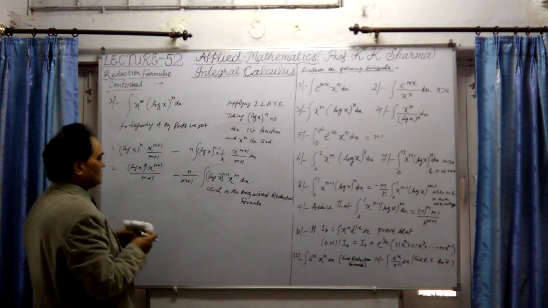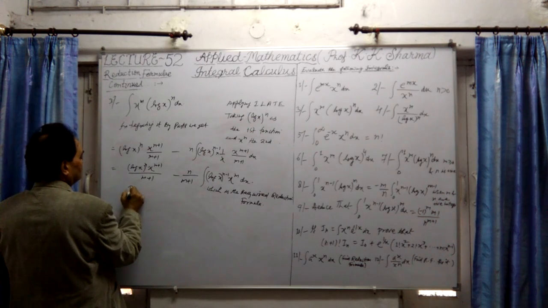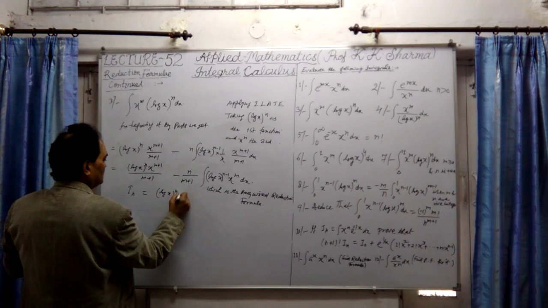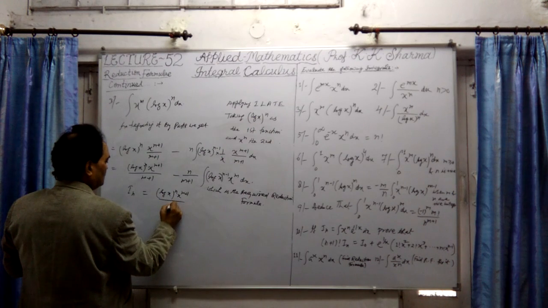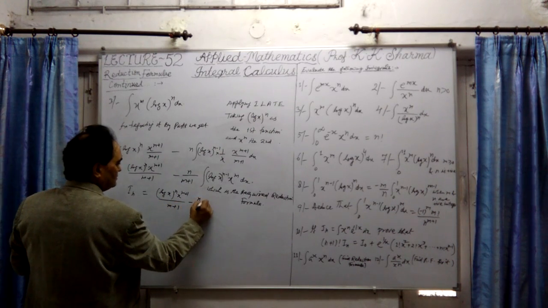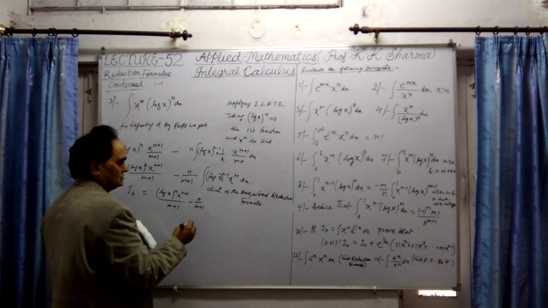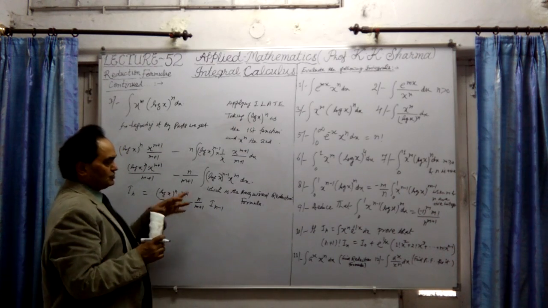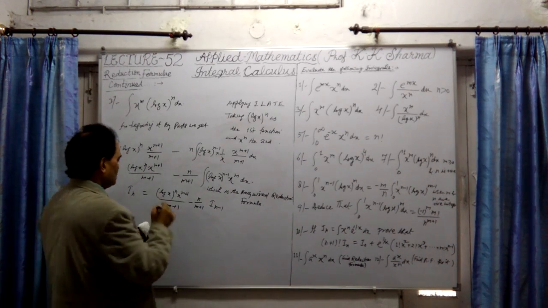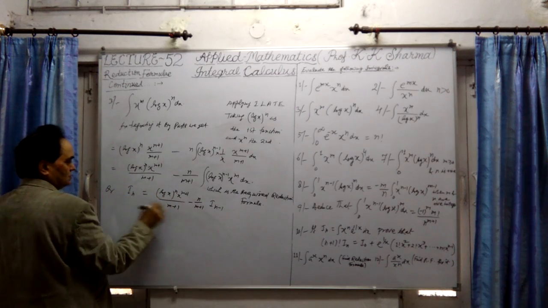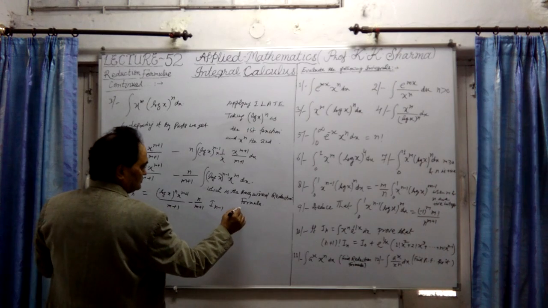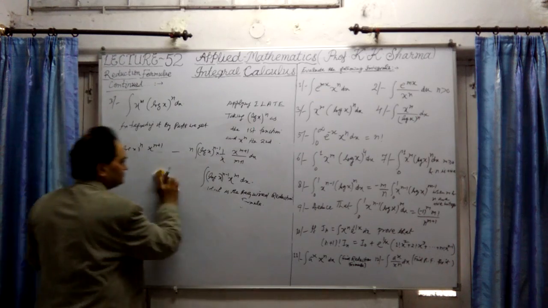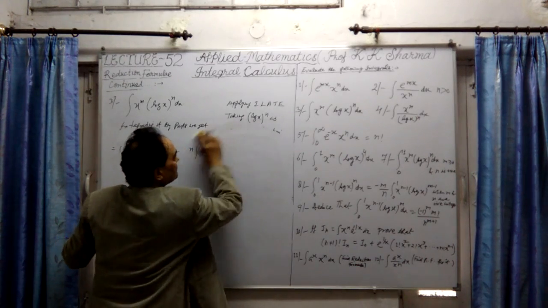We can write here that In is equal to log of x whole power n times x to the power n plus 1 upon n plus 1, minus n upon n plus 1 times In minus 1. This is the reduction form, because the power is decreased, In minus 1. It can be written symbolically like this. So this is the question number 12 we have taken. Now let's talk about the next question, question number 4.